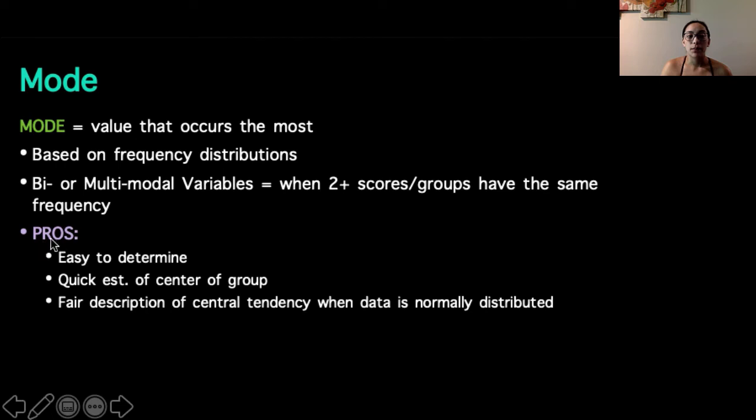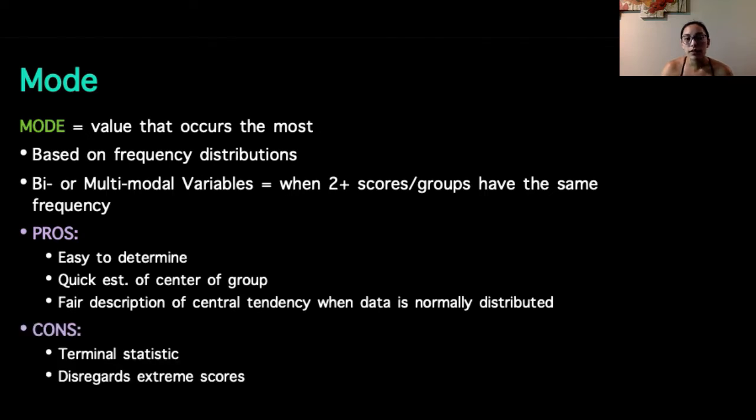Okay, the pros to using the mode is that it's pretty easy to determine, right? We have a series of procedures that we can do in Excel to find the mode. It's a very, very quick calculation, and it's a really quick estimate of the center of the group. It's also a fair description of central tendency when the data is normally distributed. So when you've got that nice, beautiful normal curve, the most frequent value should be right smack in the middle or pretty darn close to that.